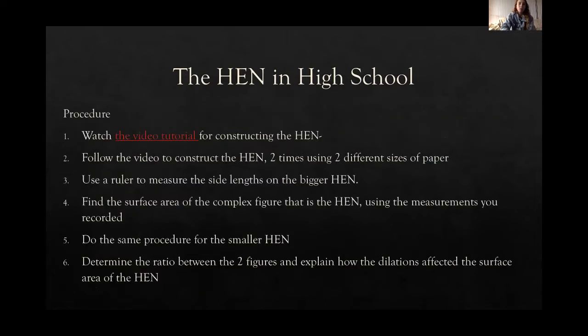So again, for the first 2 steps, they can watch the same video tutorial to construct the hen, except this time each student would construct 2 different ones using 2 different sizes of paper. They can use a ruler to measure the side lengths on the bigger hen that they construct, find the surface area of the complex figure, that is the hen, using the measurements they recorded. And then do the same procedure for the smaller hen and determine the ratio between the two figures and explain how the dilations affected the surface area of the hen.